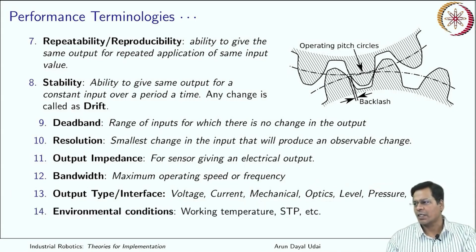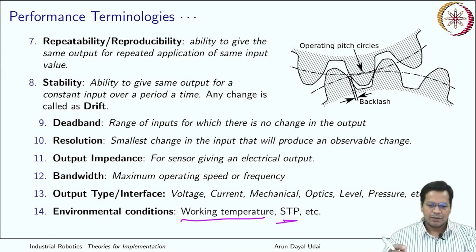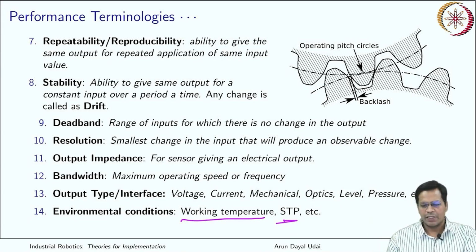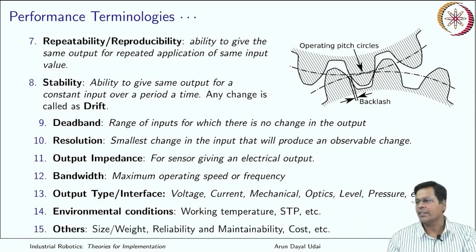Okay, and then environmental condition, that is also specified in the data sheet. Working temperature: although it is a pressure sensor, you should remain within this band of temperature so as to get the precise or claimed value given by the manufacturer. Standard temperature and pressure is also mentioned in this. Apart from this, it can be ingress protection also, maybe. So it has to work in that particular kind of environment where dust and water molecules should not go beyond this size.